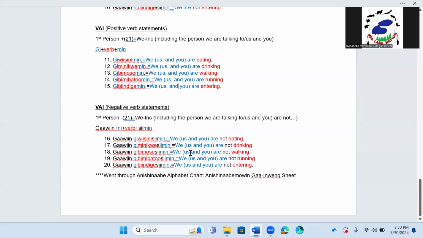And then at the end of this lesson, we went through our Anishinaabe alphabet chart. There's a page that runs through the different alphabets and the sounds of the Ojibwe language. So with that, I believe that's our notes from July 9th, 2024.